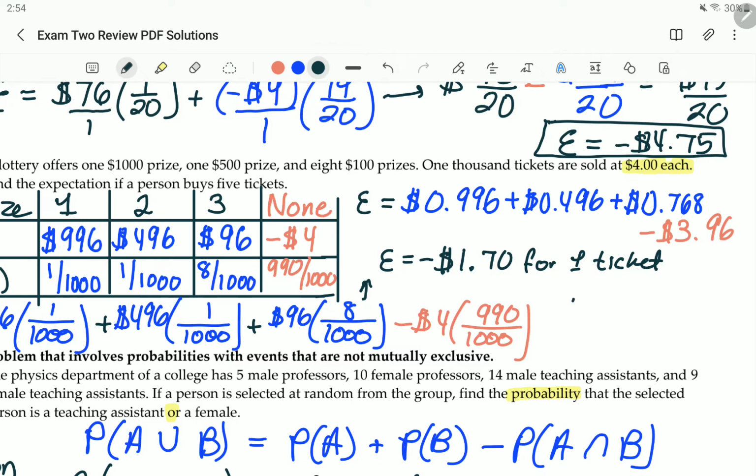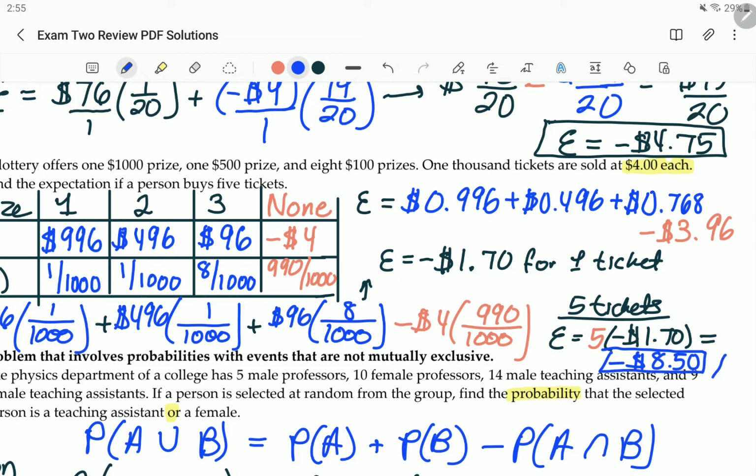For 5 tickets, your expected value, E, you're going to multiply this negative $1.70 by 5. So 5 times negative $1.70, which equals the overall amount of you losing $8.50. You are expected to lose $8.50 if you purchase 5 tickets by playing this game.